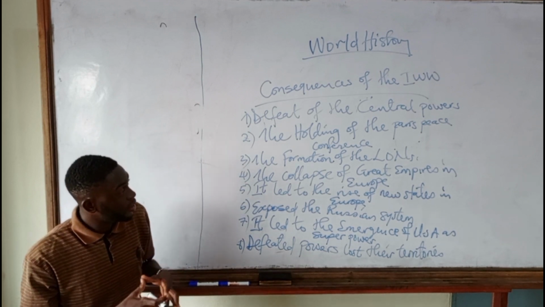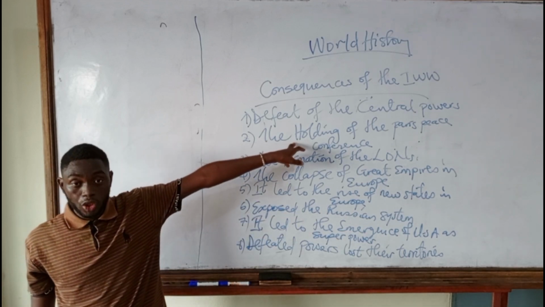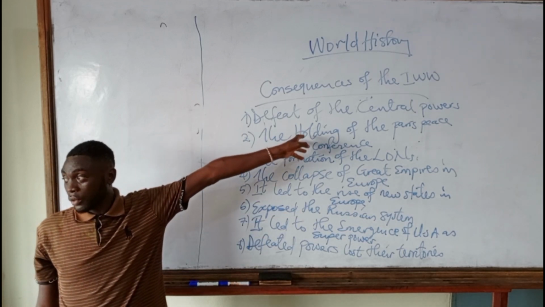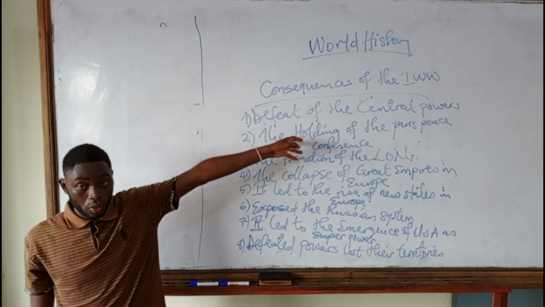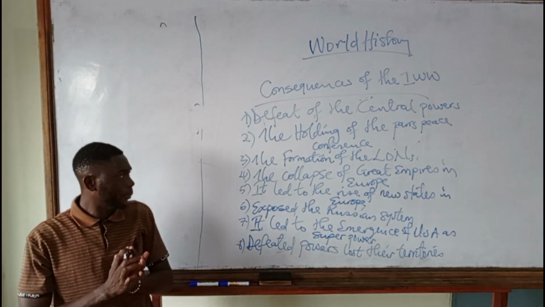So all these treaties were signed as a result of the holding of the Paris Peace Conference, which was as a result of the outbreak of the First World War, to punish the losers of the war.